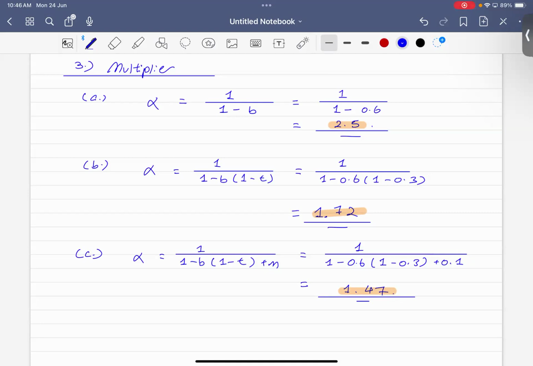Okay, so these are the calculation questions that you must know. As long as you don't make mistakes, then you can score.